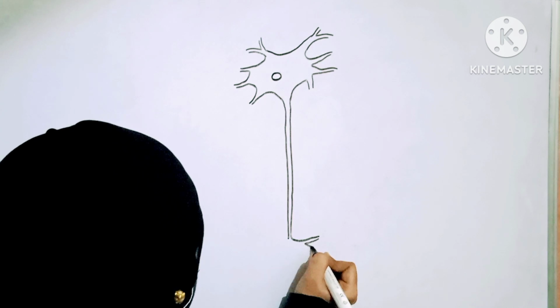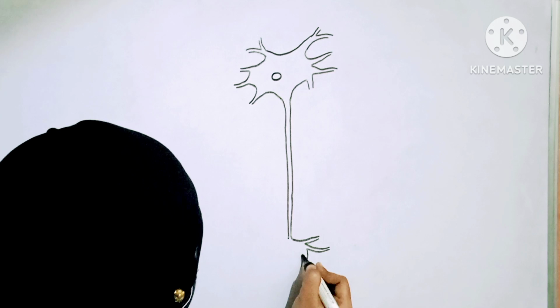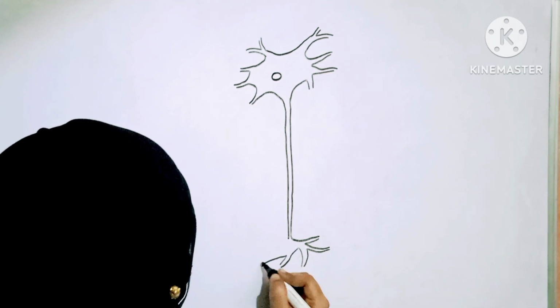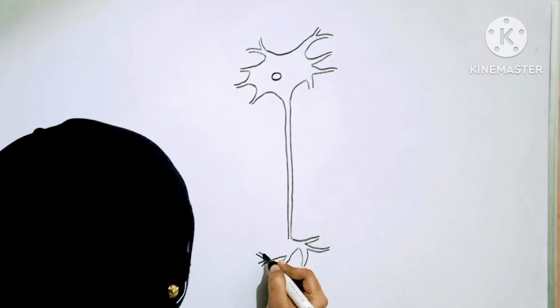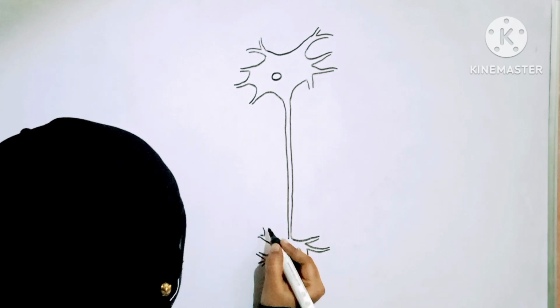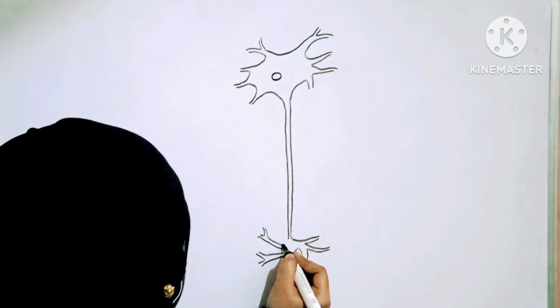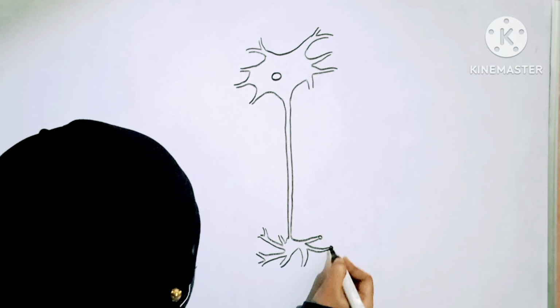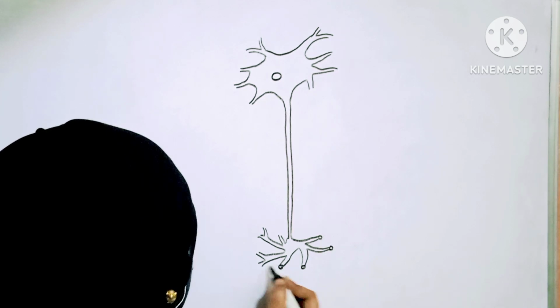The main function of the nerve is to carry the messages from the different parts of the body to the brain and from the brain to the different parts of the body. There are three types of nerves that are present in the human body, that is sensory nerves, motor nerves and mixed nerves. Let us study one by one.